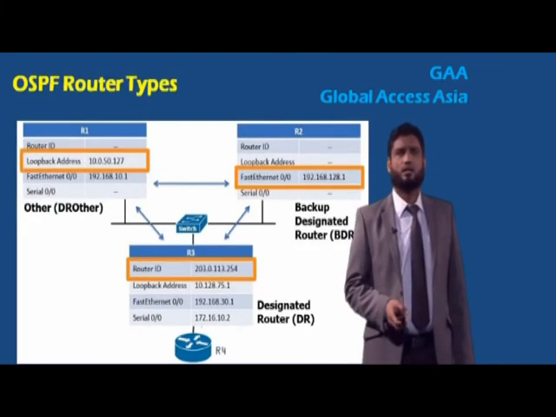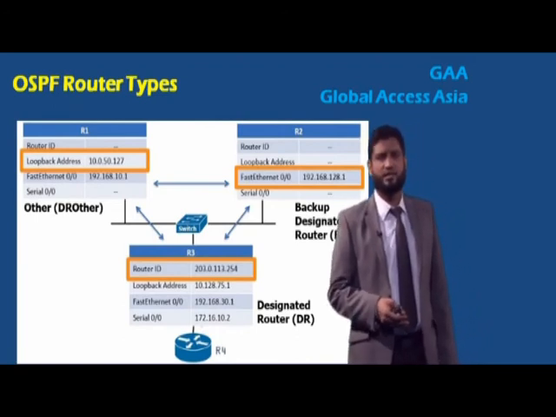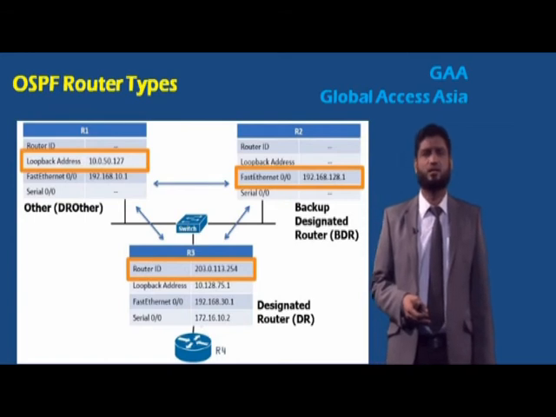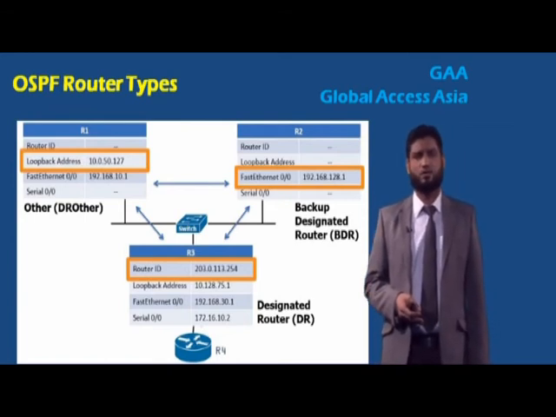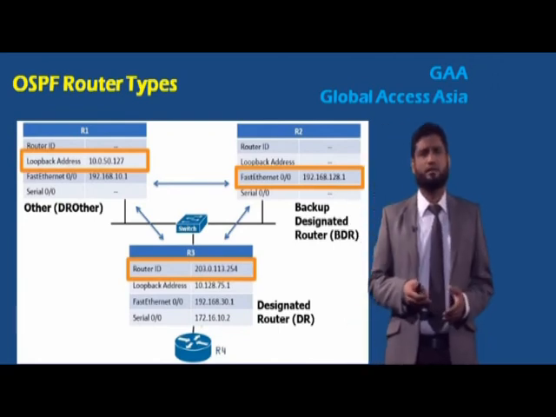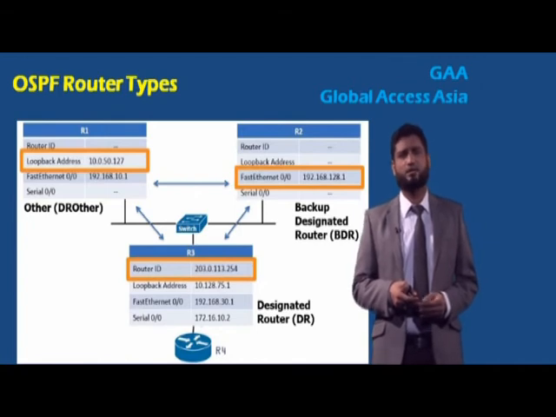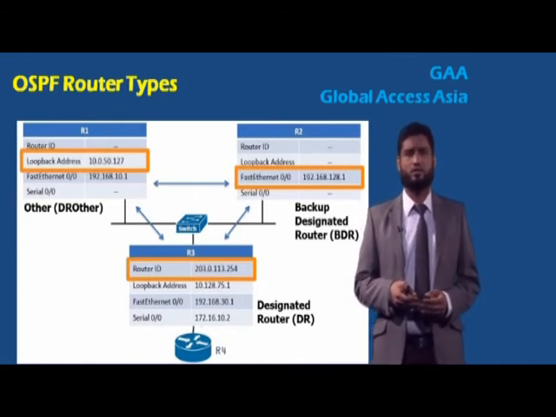OSPF router types here: one is DR, one is BDR, and the others are DROthers. Why are these communications needed? Because in broadcast domains, one switch can connect more than one router.